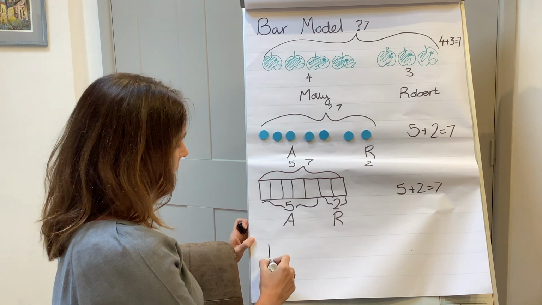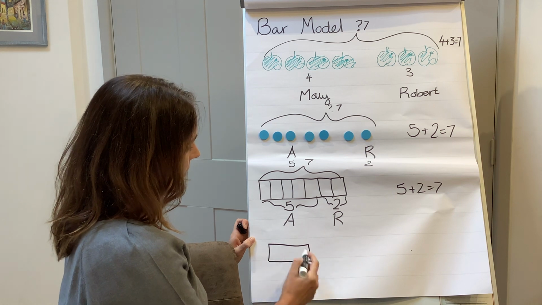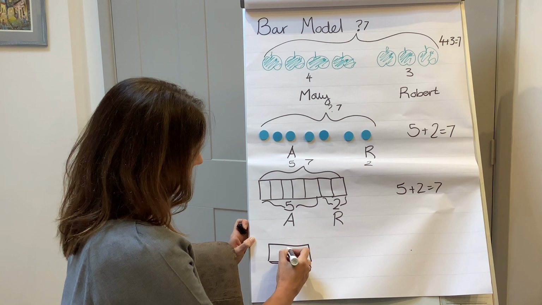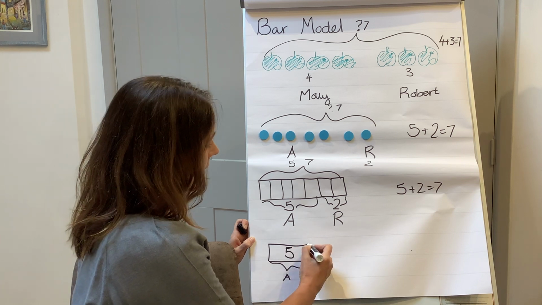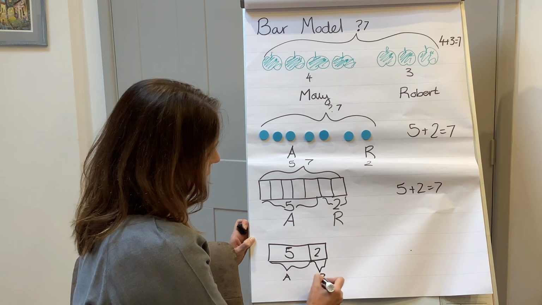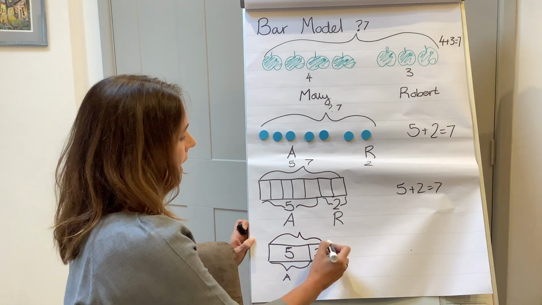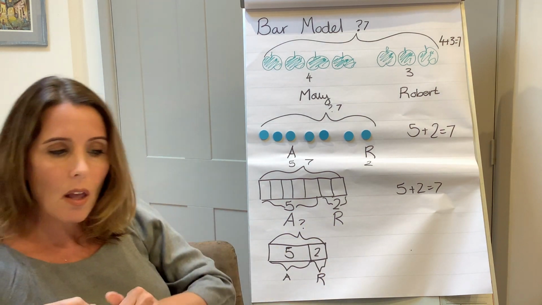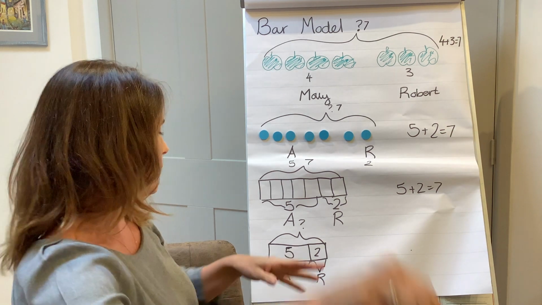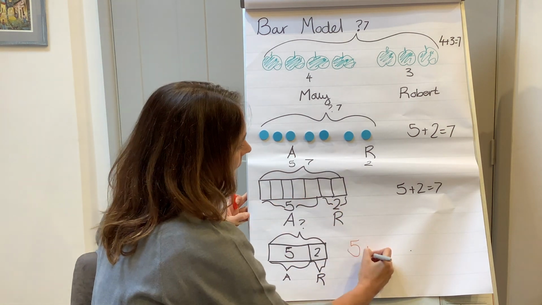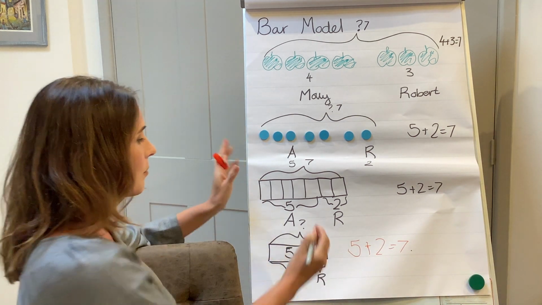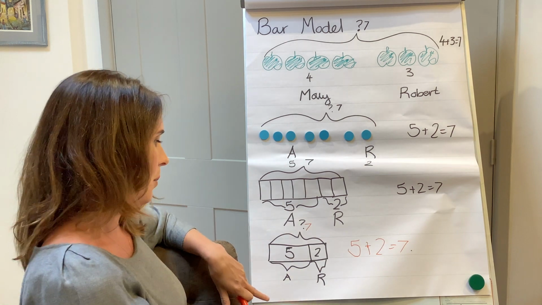So the continuous, if Alan had 5, and Rupert had 2, that's Rupert, how many have they got all together? Well, now we know there's 5 there, and we can add on 2 more. So 5 add 2 is equal to 7. So we have our number here, 7, that's what we found out.